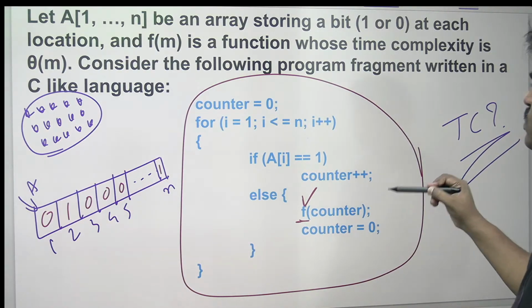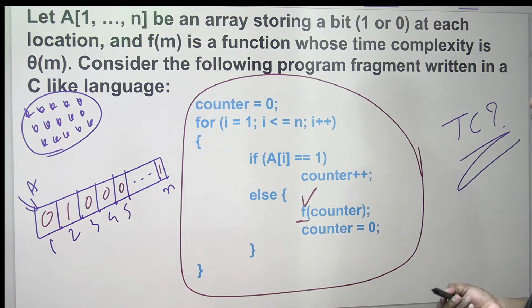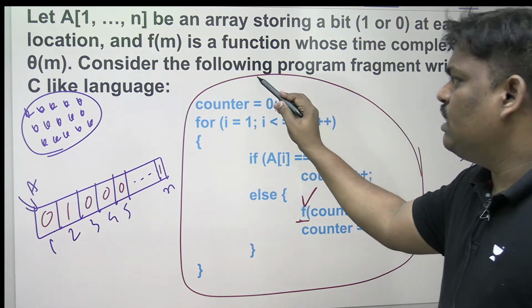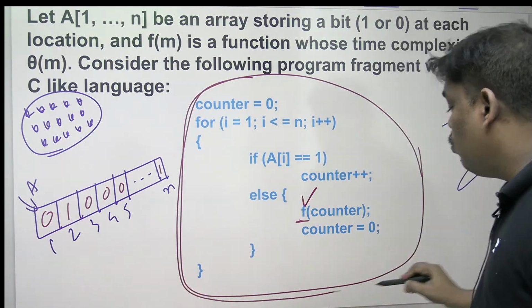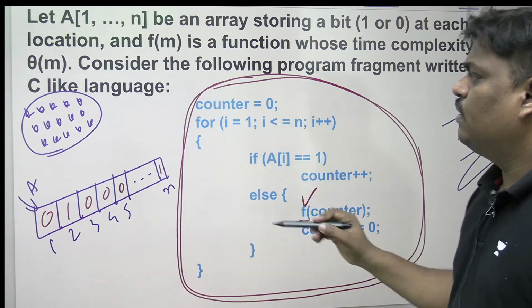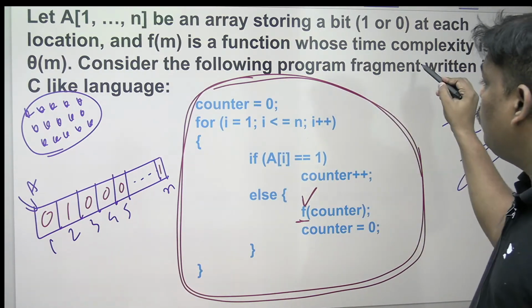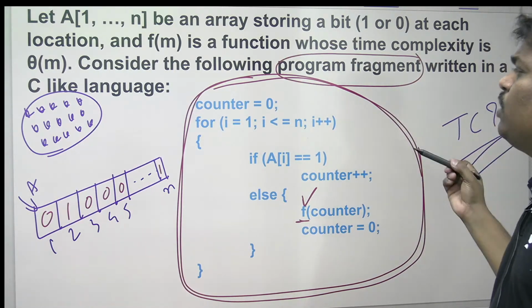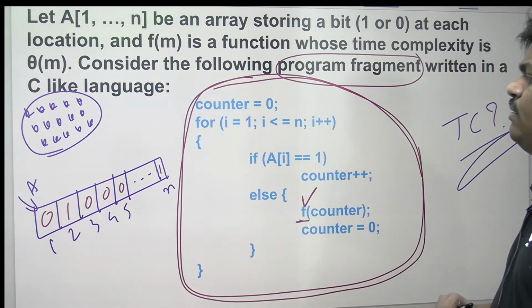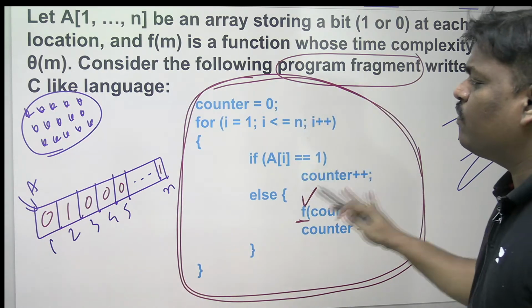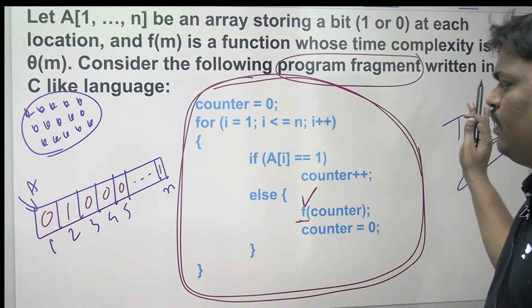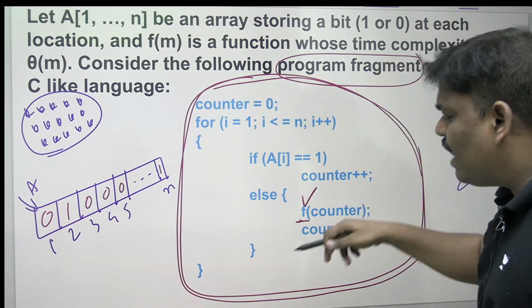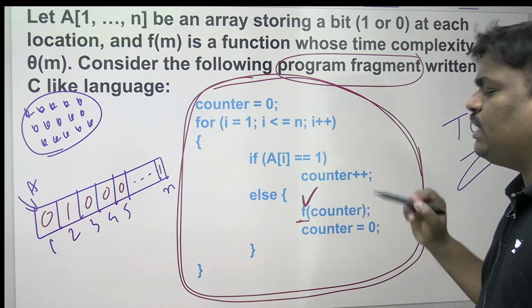The function f is being used, but nowhere is the code for f available. See, the code given for this function doesn't have any name. The reason is, consider the following program fragment: in a very big program, one fragment is given. This particular fragment doesn't have any name, but inside this program fragment he is using one function f.